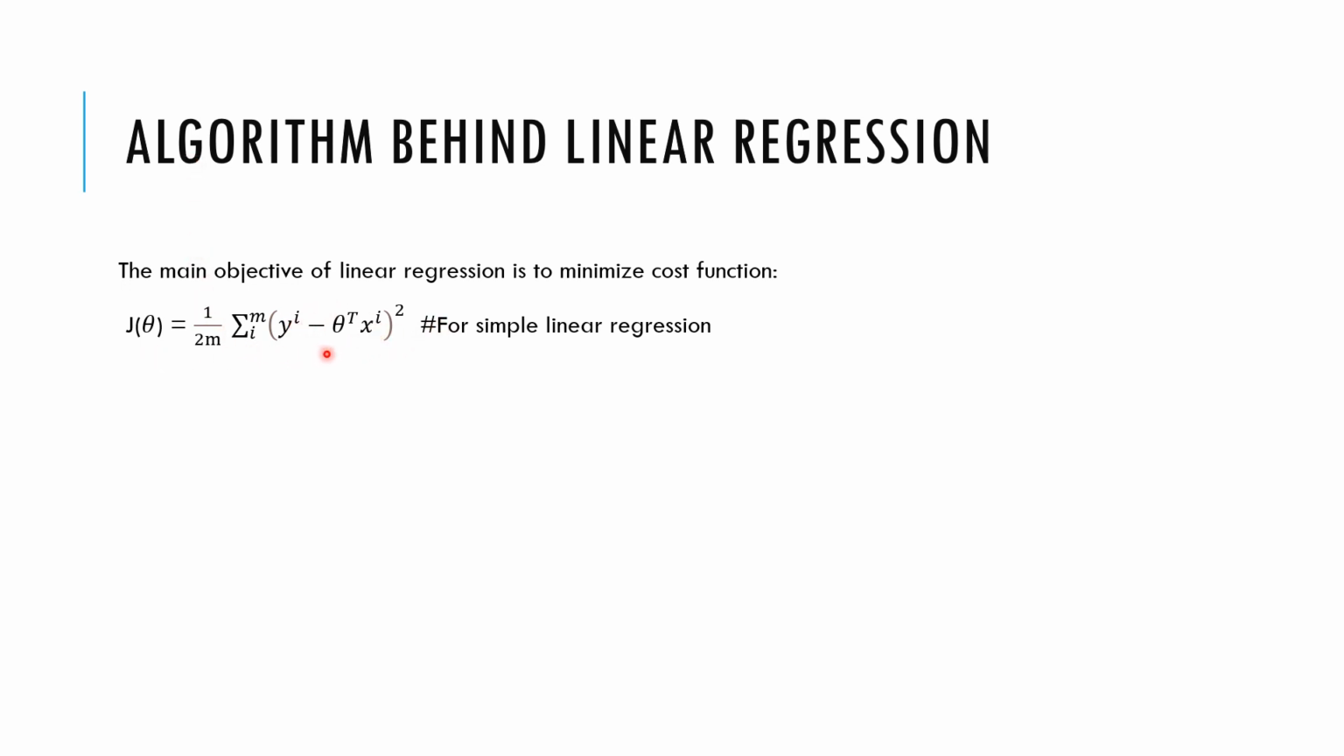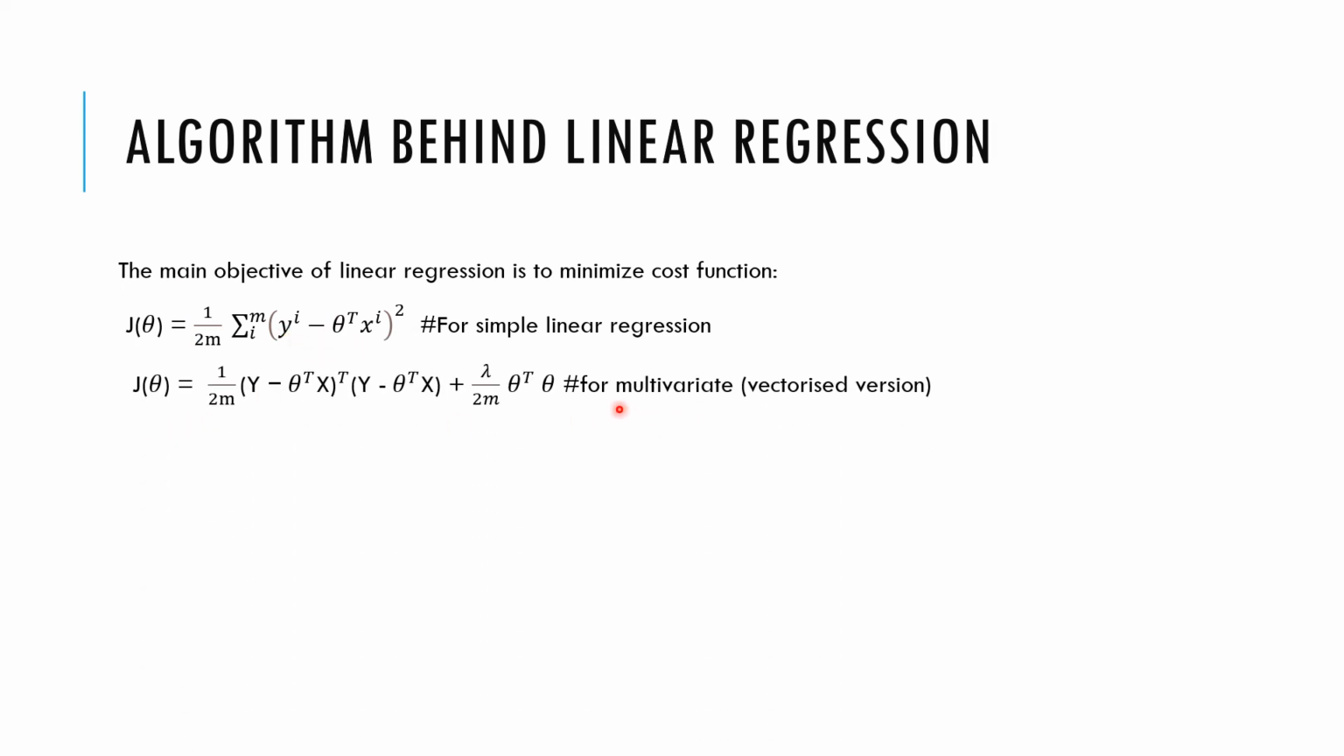You saw the same formula in the likelihood also: yi minus theta transpose xi, squared. This is what we are trying to minimize, right? And we divide it by 2m because, as we saw in the likelihood, when we take the log, this 2 comes here. M is because we are taking the mean of the overall error and trying to minimize it. This is for simple linear regression. This is basically the cost function, the one which we are trying to minimize.